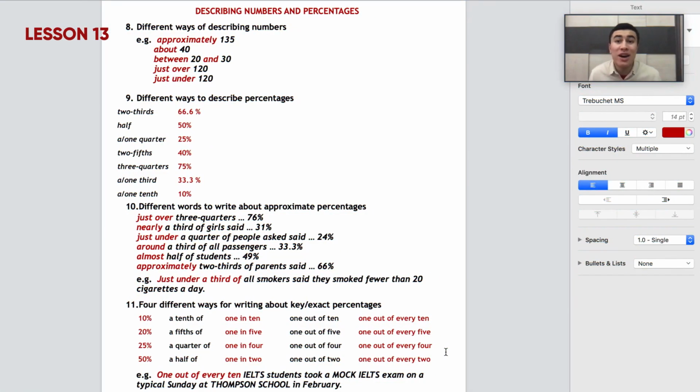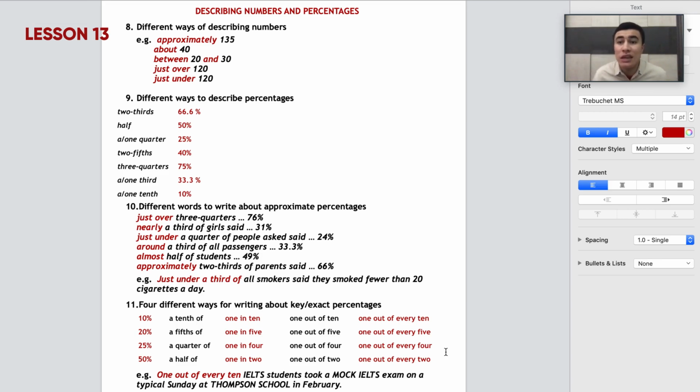Okay, now we'll talk about describing numbers and percentages. Of course there are different ways of describing numbers. For example, you can say approximately 135, about 40, between 20 and 30, just over 120, just under 120. So when we use these words, when you have a graph and you're not sure that this number is the exact number here, approximately 135 means something around 135. In fact, it can be 132, 133.